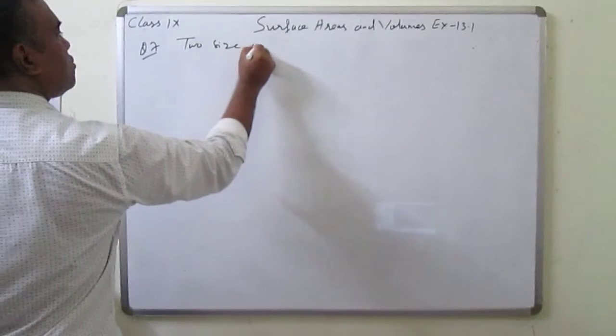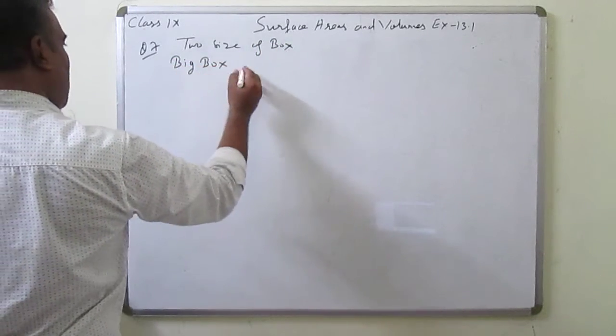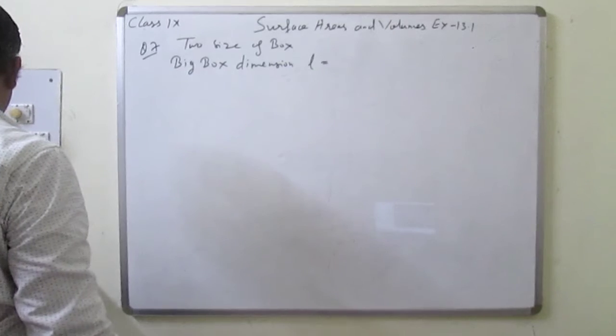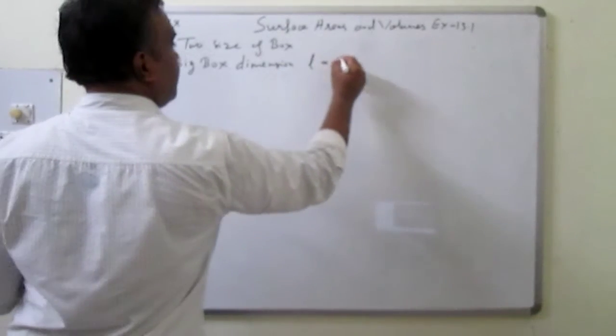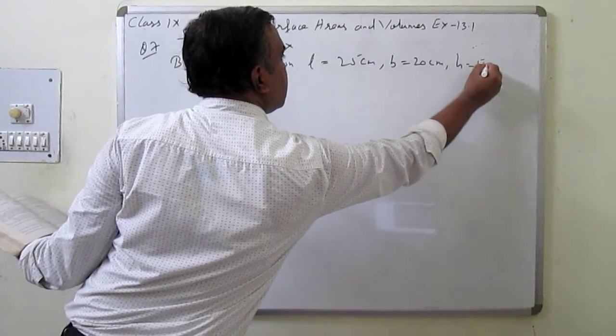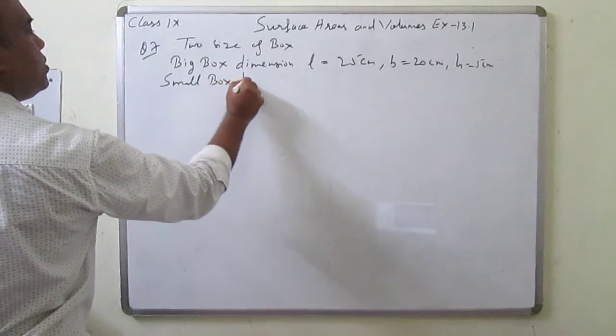Question number 7. Shanti Sweets is placing an order for making card boxes for packing their sweets. Two sizes of box were required. The big box dimensions are length 25, breadth 20 and height 5 centimeter.